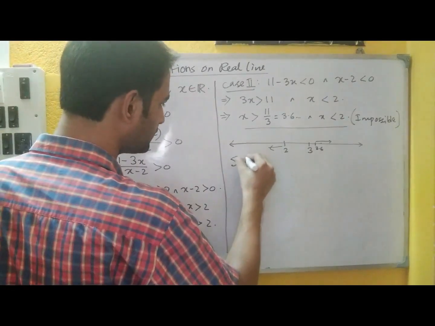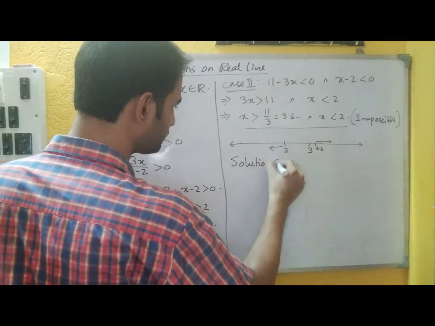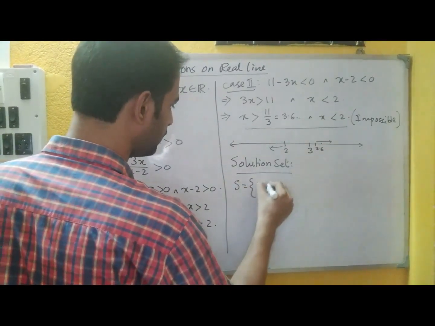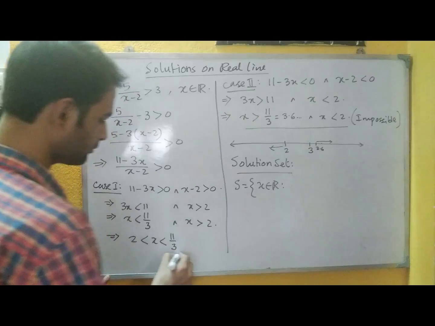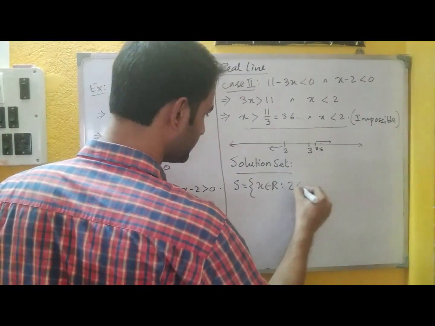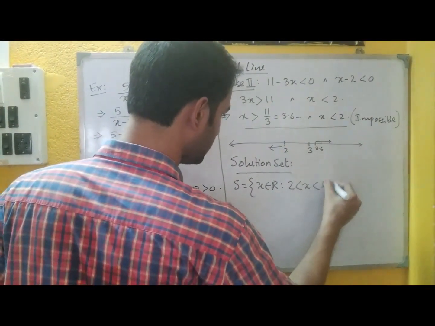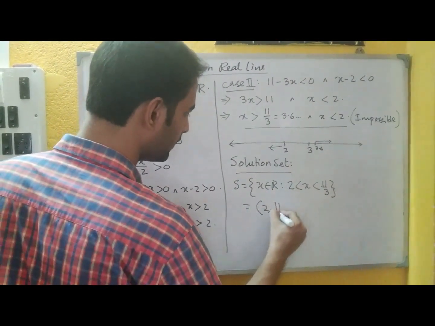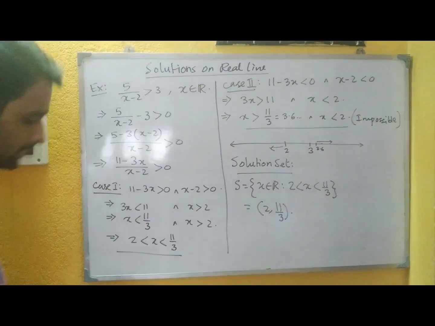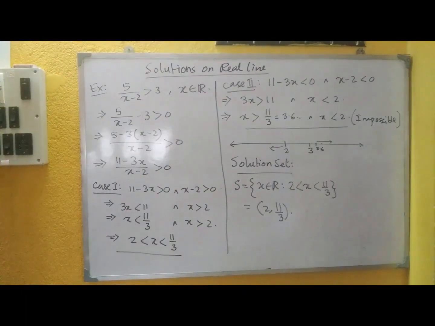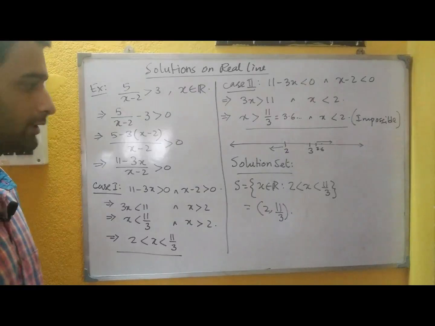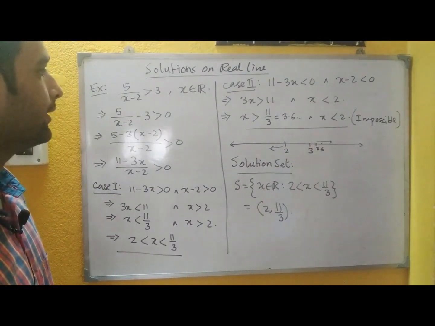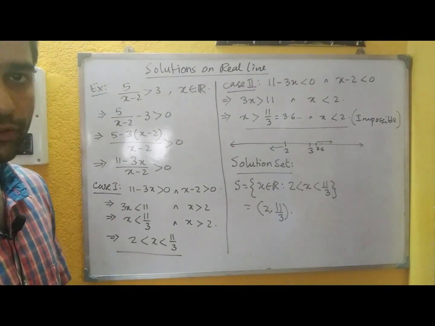So for the solution set, we will write A is equal to the set of all real numbers that satisfy this rule. That means 2 less than x less than 11 by 3, and that is given by the open interval (2, 11/3). So this is our solution for this inequality. So this is how we solve inequalities using the basic rules, and let us now proceed to the next example.